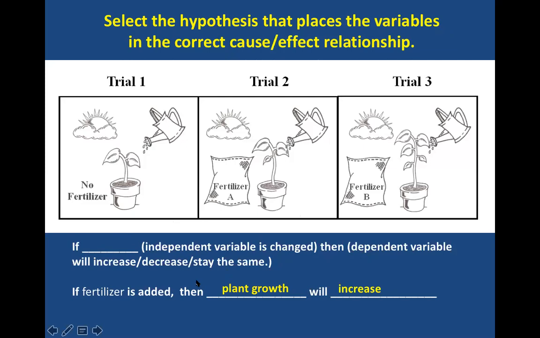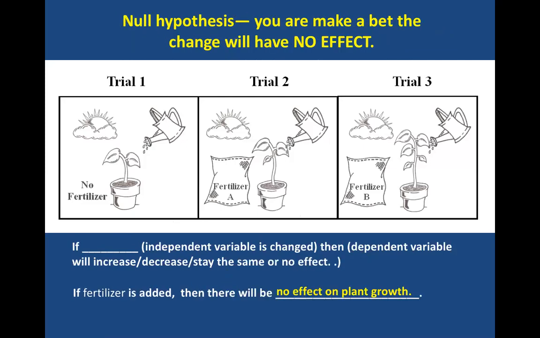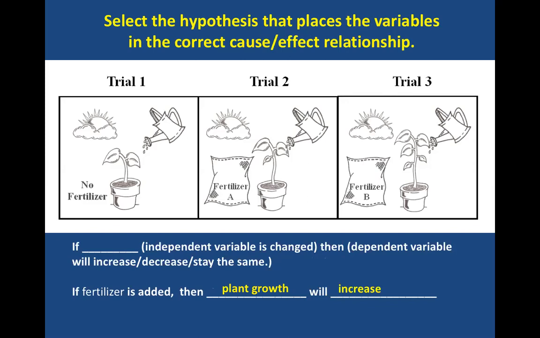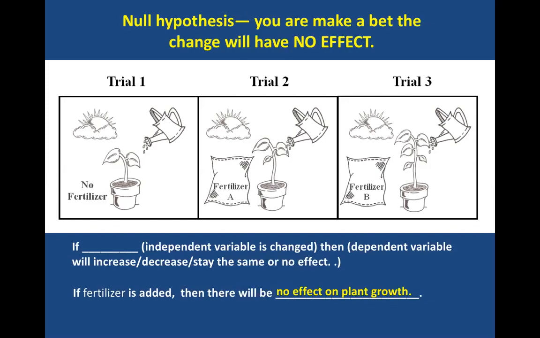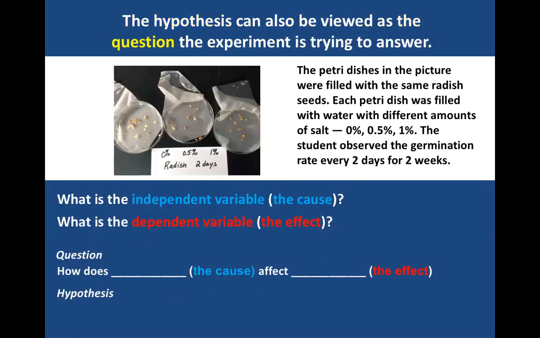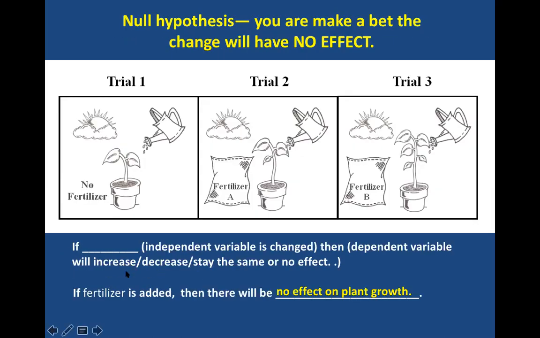There's a positive relationship. A different type of hypothesis that you can write is called the null hypothesis. You are betting that the change will have no effect. So if fertilizer is added, then there will be no effect on plant growth. So there are two ways you can write your hypothesis: if, then, or if, then there will be no effect. The most important thing is that you add those change variables: increase, decrease, the independent variable, increase, decrease on the dependent variable.